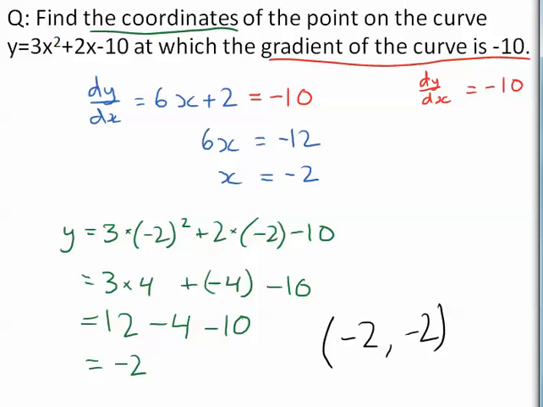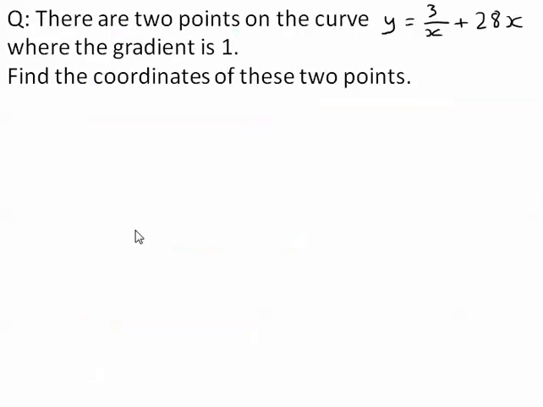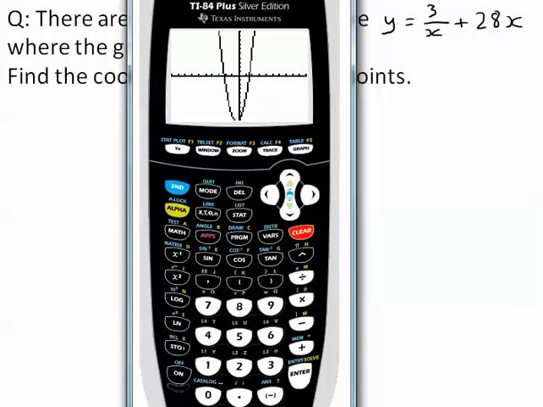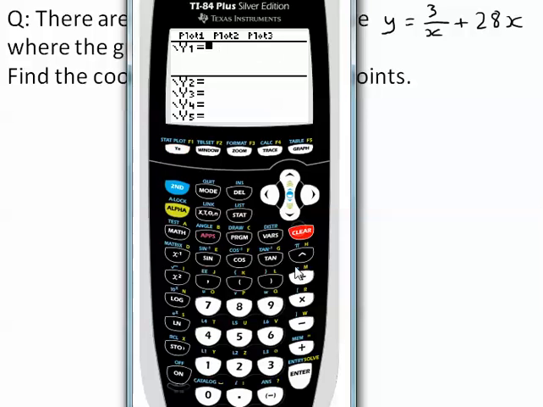Let's look at the next question. This question says that there are 2 points on this curve where the gradient is 1, and we have to find the coordinates of both the points. And we're not going to do it all by hand because we're going to use a calculator when we can. So first of all, let's plot this curve on the calculator. So we've got 3 over x plus 28x. And the window's probably not going to be correct for this. No, we can't see any of it.